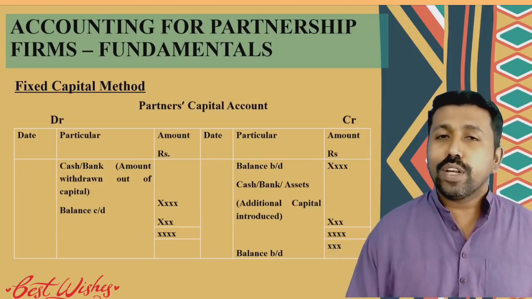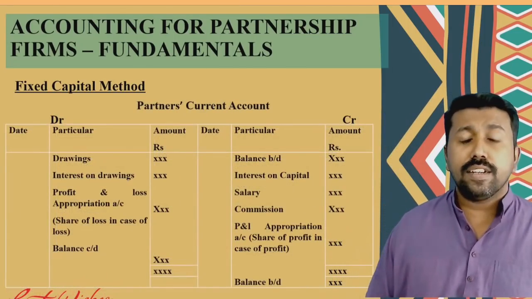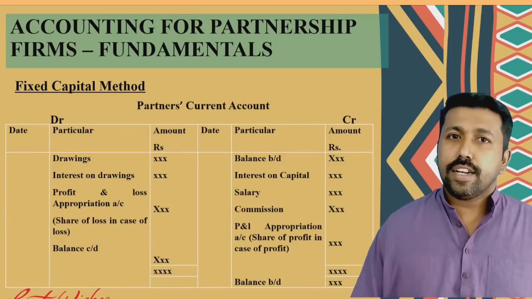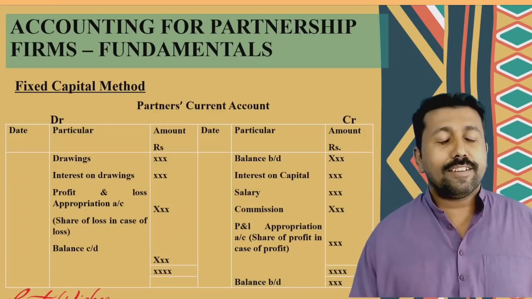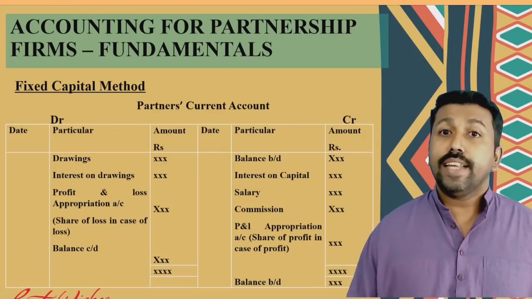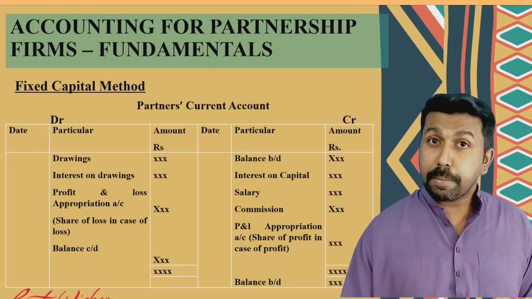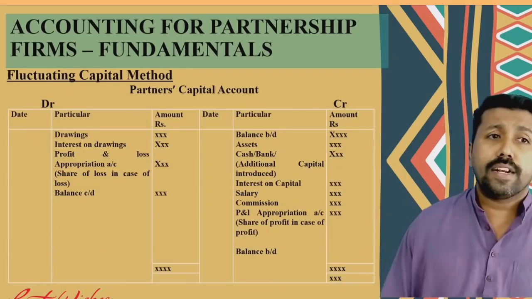In the capital account only the capital amount is shown. All adjustments like interest on capital, salary to partner, commission to partner, profit and loss share, and in the debit side, the drawings and interest on drawings, are shown in the current account. That is why the amount of capital will always be fixed. So two accounts are prepared under the fixed capital method, and only one account is prepared under the fluctuating capital method.